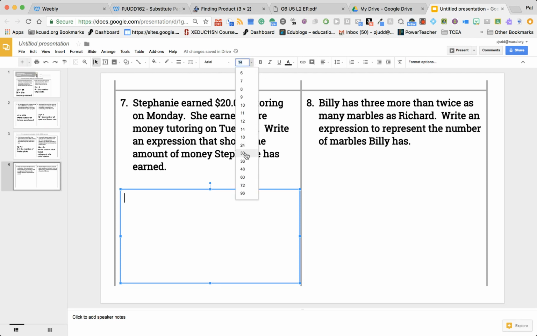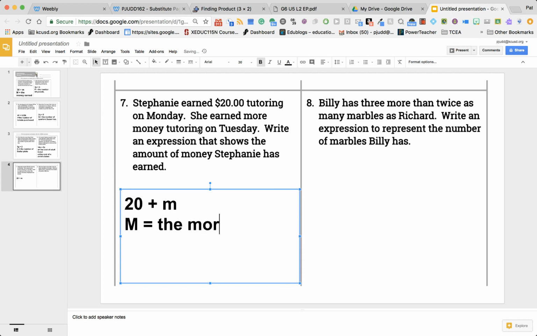And we're going to look at the expression that you would write. And it would be 20 plus M. And the M represents the more money earned. Okay, if you wanted to put more money earned by Stephanie, that's fine. But the explanation of the M represents the additional money that was earned. And number 8.